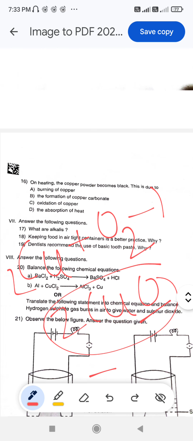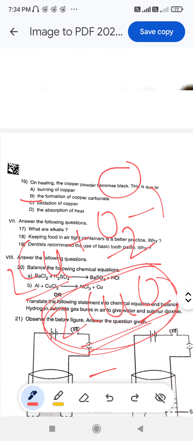This is the third option. Oxidation of copper. So why on heating does the copper powder become black? This is due to the oxidation of copper, because copper is heated in the presence of air, so it will combine with the oxygen and form what? Copper oxide. Due to the formation of copper oxide only, it becomes black in color.